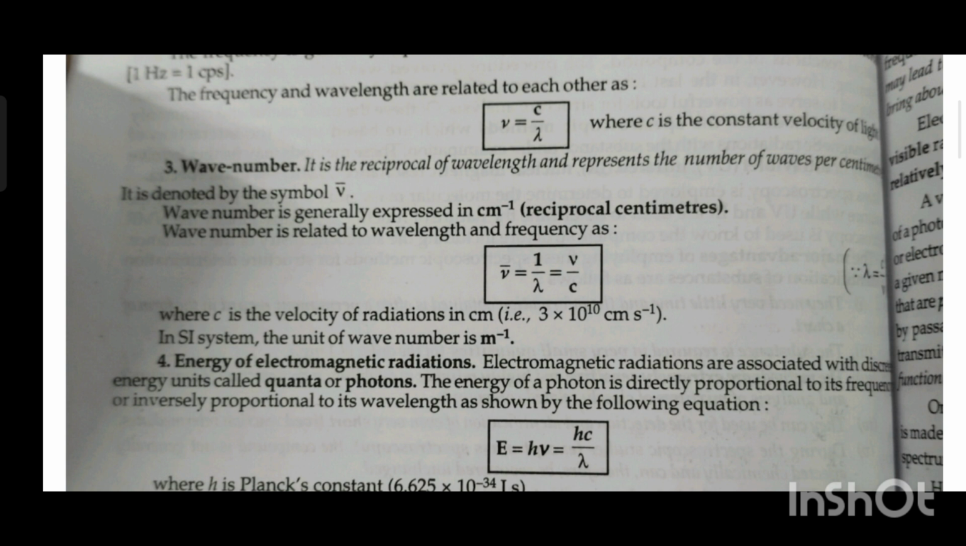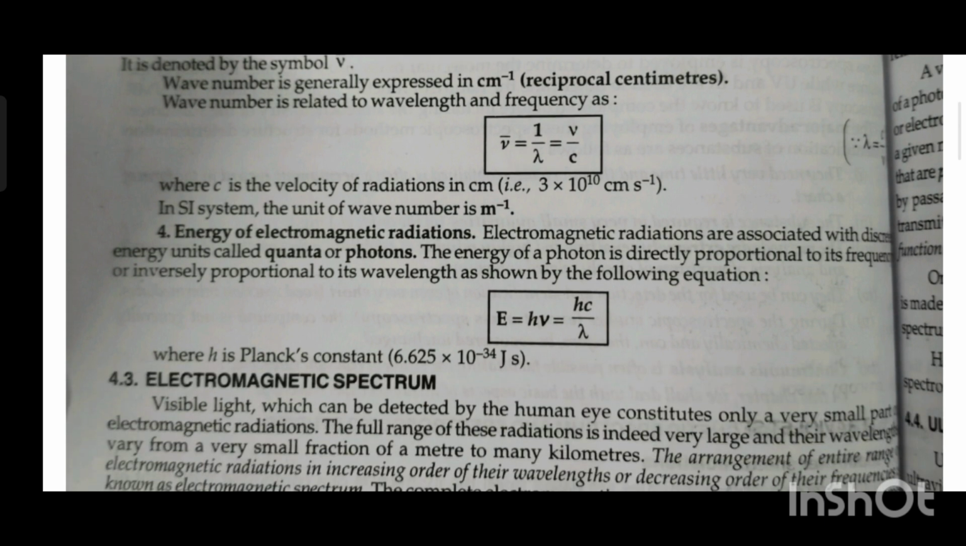Fourth, energy of electromagnetic radiation. Electromagnetic radiation is associated with discrete energy units called quanta or photons. The energy of a photon is directly proportional to its frequency or inversely proportional to its wavelength, as shown by the following equation. E is equal to h nu is equal to hc by lambda, where h is the Planck constant, 6.625 × 10^-34 joule-second.